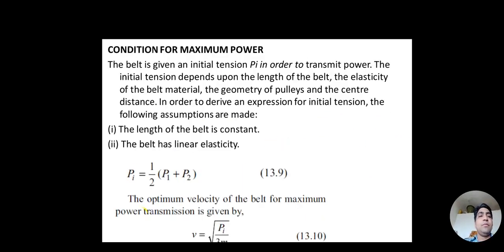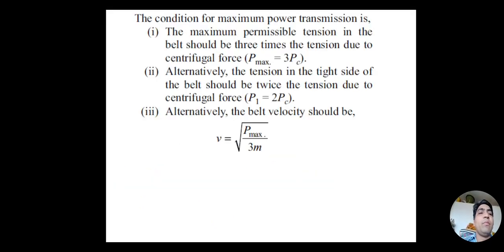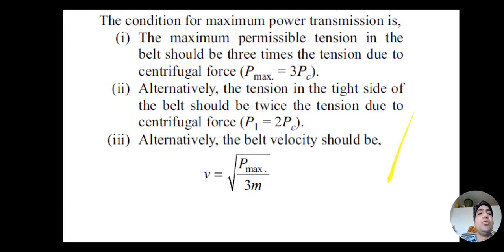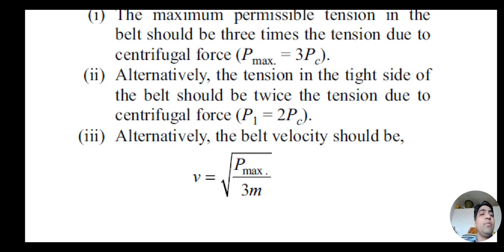Next topic is the condition for maximum power transmission. Let's see what are the three conditions for the maximum power transmission. The maximum permissible tension in the belt should be 3 times the tension due to centrifugal force. Means the maximum permissible tension P max should be 3 times the centrifugal force PC, so that P max equal to 3 PC. Second, alternatively, the tension in the tight side of the belt should be twice the tension due to centrifugal force. Means tension in the tight side P1 should be equal to 2 into PC.